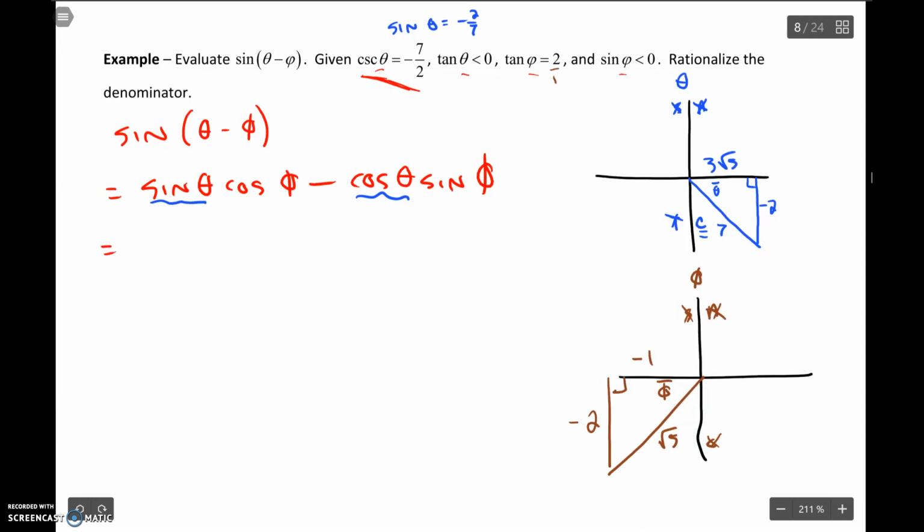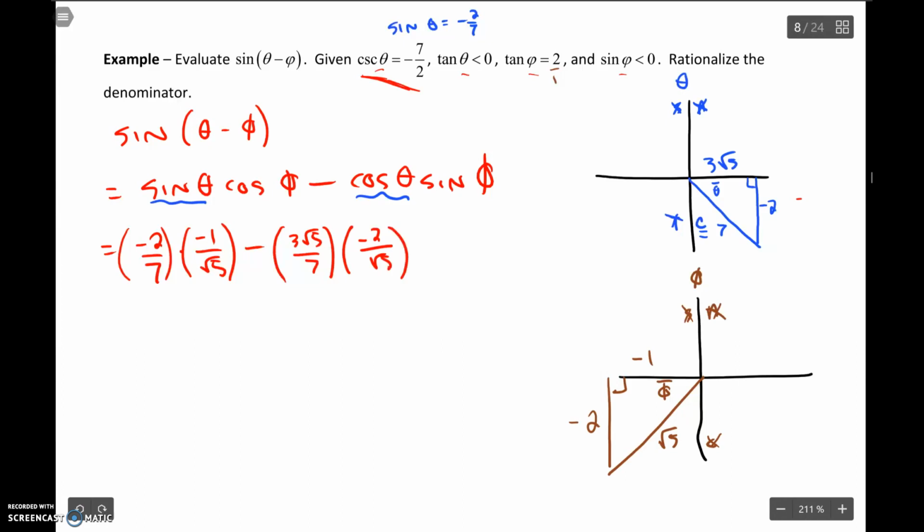The sine of theta. Sine of theta is negative 2/7, using this one. Cosine of phi. Got to go to this one, the bottom one here. Cosine is adjacent over hypotenuse, so that's negative 1 over square root of 5. Minus, maybe I should put these in parentheses, I don't know. Minus cosine of theta. Cosine of theta is 3 times the square root of 5 over 7. And then the sine of, oops, no, I did theta, I'm doing it right here. Now the sine of phi is negative 2 over square root of 5.